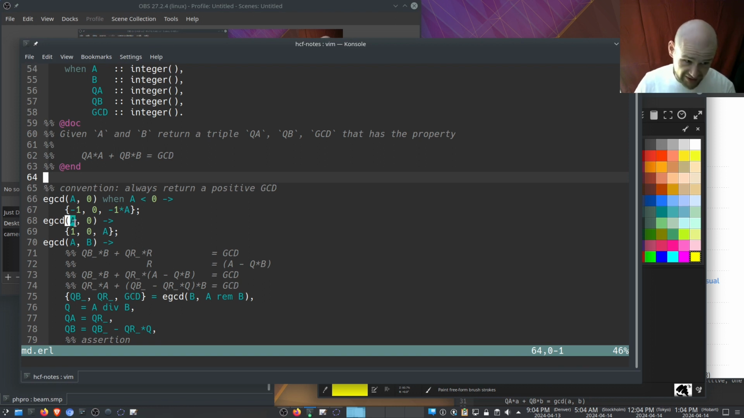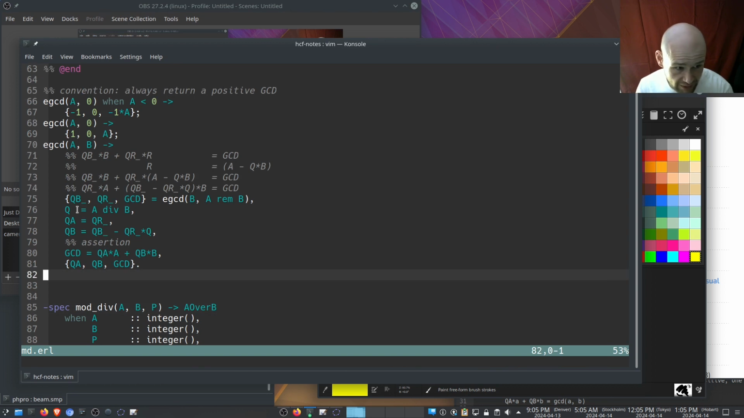This is called the extended GCD algorithm. That's why it's an E. The EGCD of A with 0 is 1, 0, and A. This last one is the GCD. 1 times A plus 0 times B. It literally doesn't matter what we put here, but anything works. 1 times A plus 0 times B is equal to A. Okay, this next one's a little bit confusing.